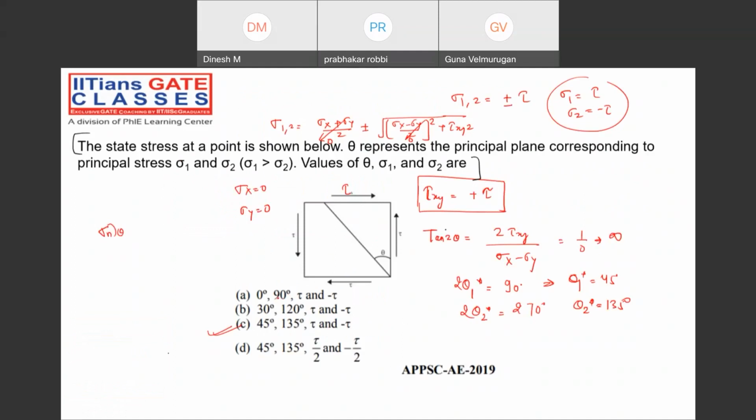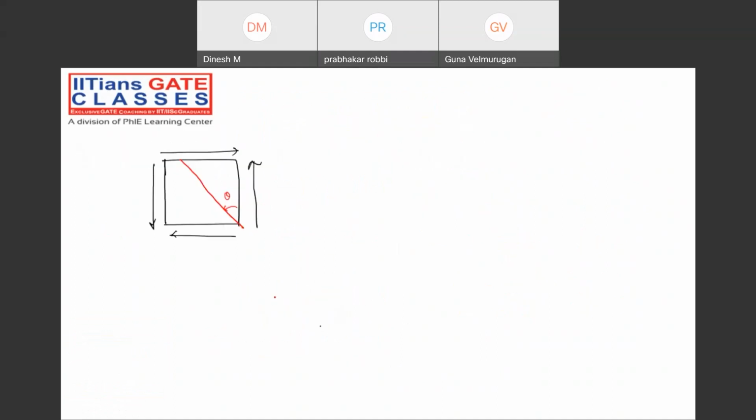Theta, tau, tau, tau. That's it. We need to find sigma 1, sigma 2, theta 1 star and theta 2 star. That's a very simple one. What are the coordinates? First of all, note down the coordinates for the planes.